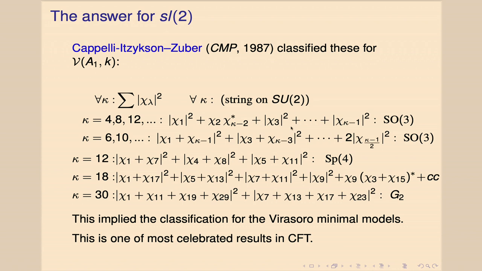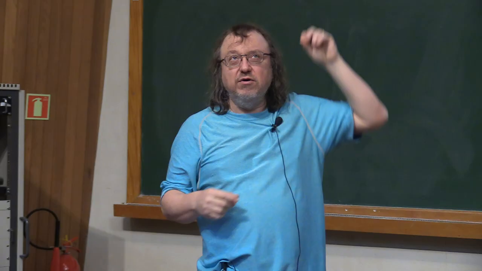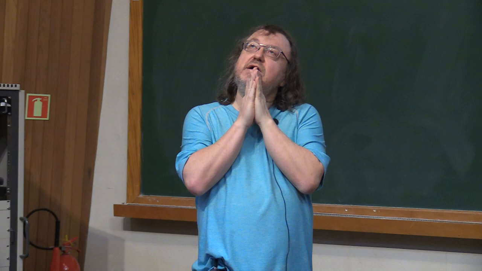So you get the string that lives on SU2, which corresponds to the diagonal matrix. The diagonal matrix commutes with everything in sight. It has a 1 in the upper left-hand corner, and all of its entries are non-negative integers. So it certainly is a solution. It's always a solution.